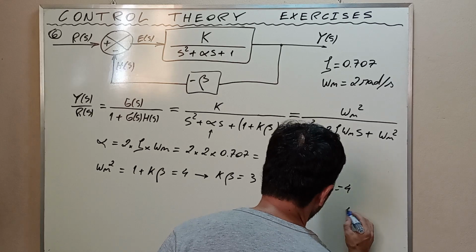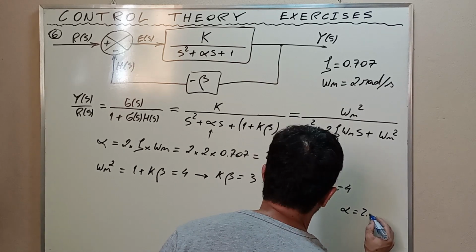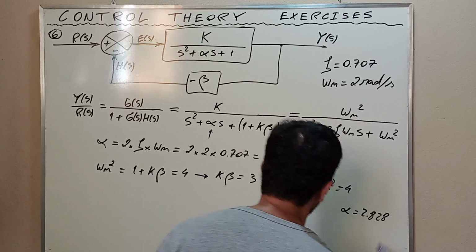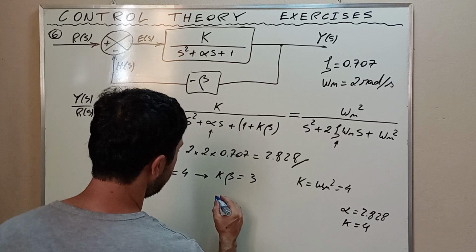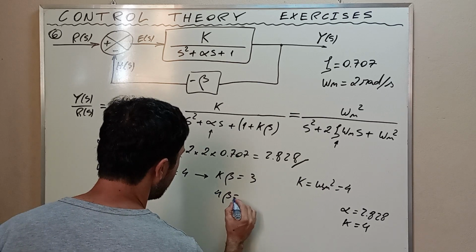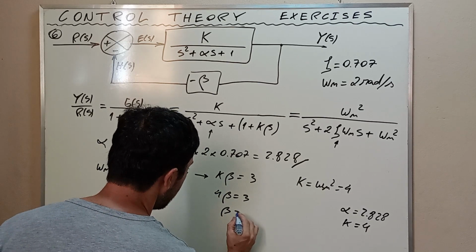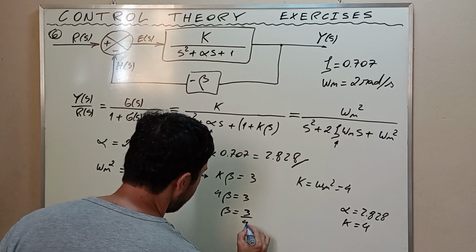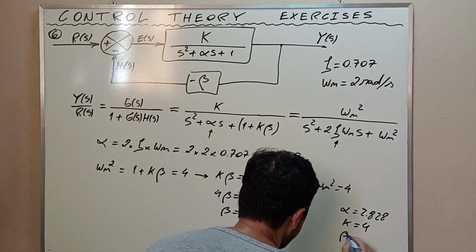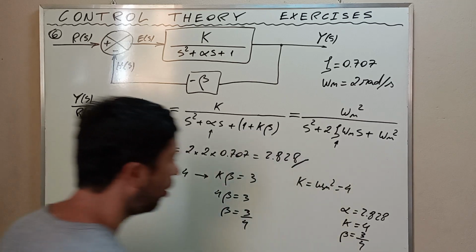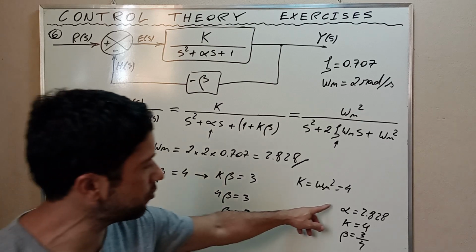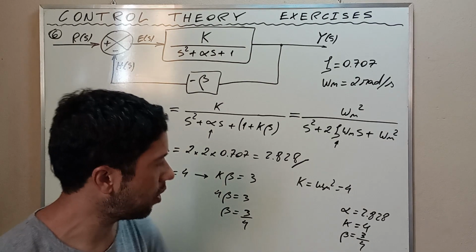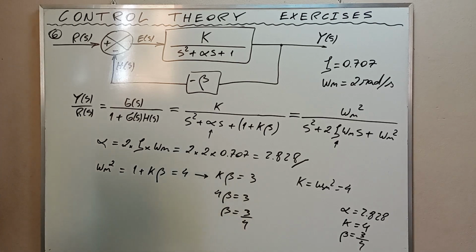Then, we already know this. We know that alpha is equal to 2.828, K is equal to 4, and here 4 times beta is equal to 3. Beta is equal to 3 over 4. This is the value of beta, 3 over 4. This is what the exercise wanted us to do, to calculate the values of alpha, K, and beta. Alright, my friends, this is all for exercise number 6. Let's go to exercise number 7.